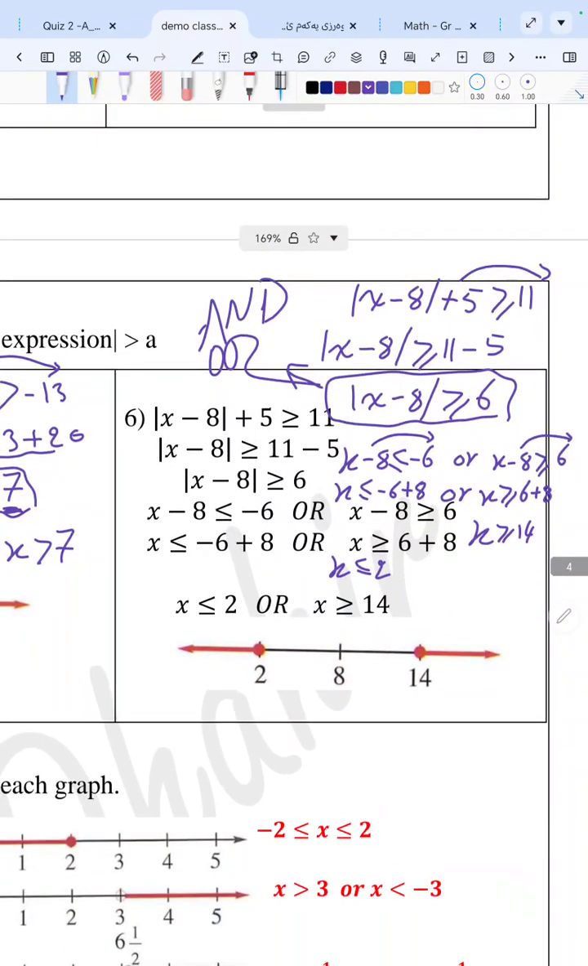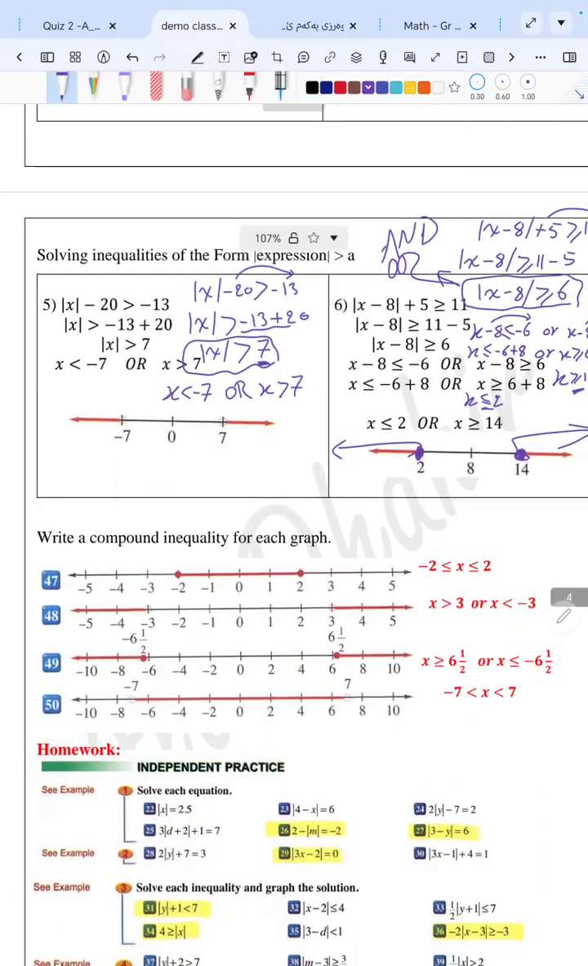How can you make a graph? Just draw a line, select 2 and 14. Can I fill them? Yes, because we have an equal sign with the inequality. So it will be or. That's why 2 goes to the left and 14 goes to the right.